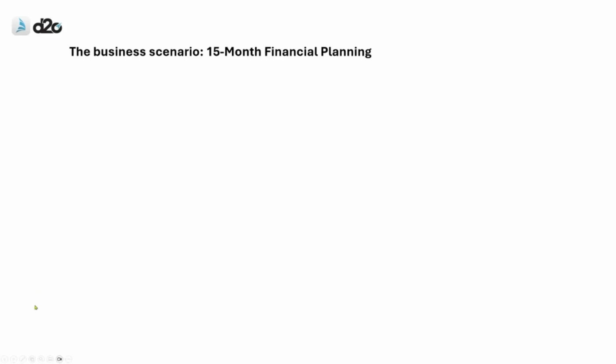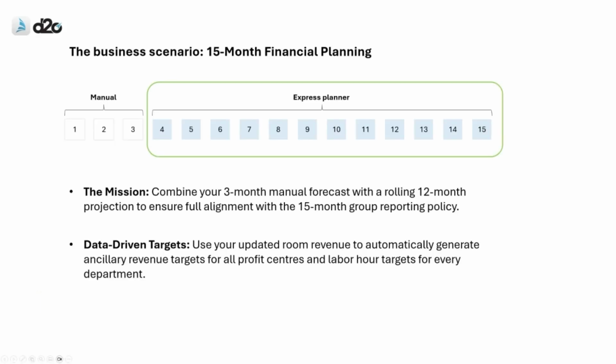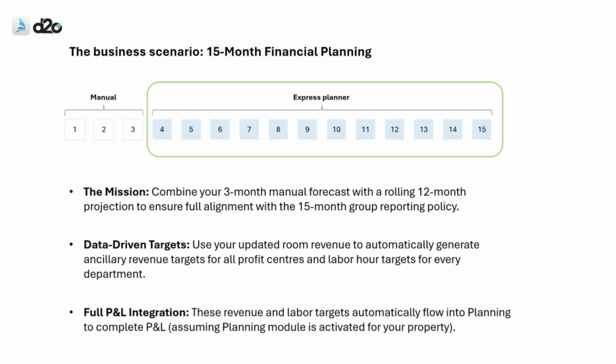Hi everyone. Today, we're building a reliable, 15-month financial plan for your property's room and ancillary revenue, while setting clear labor productivity targets for every department. Juggling this much data can be a tedious task, but it doesn't have to be with Express Planner.